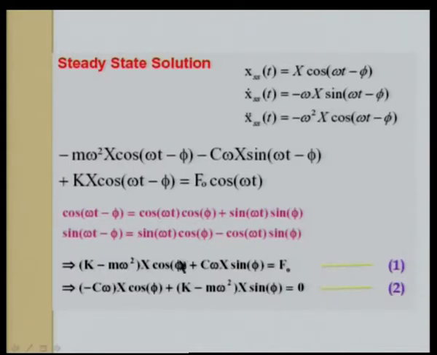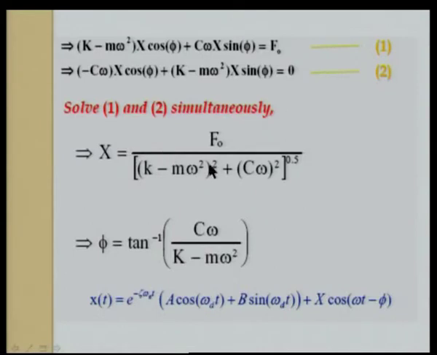Now, we solve these two equations to get the value of x, which is given by this equation. So, X is equal to F naught over the square root of k minus m omega square whole square plus c omega whole square, and this is the phase equation. So, the two unknowns are x and phi, and we get these two equations to solve. So, the total solution will be the transient solution plus the steady state solution.